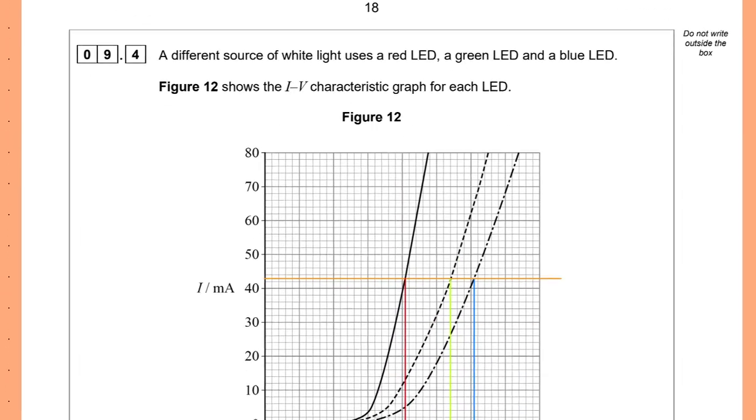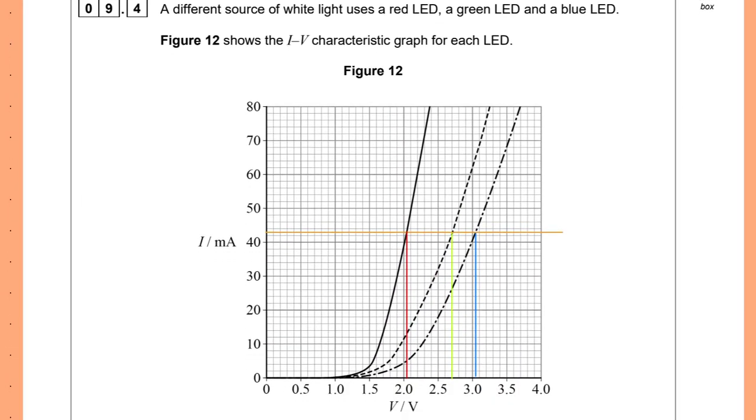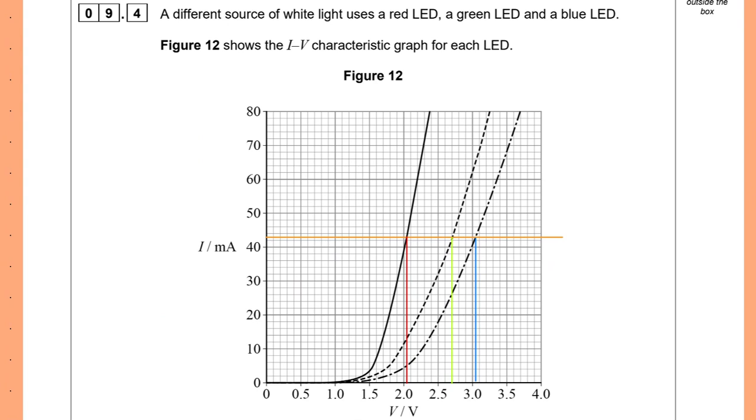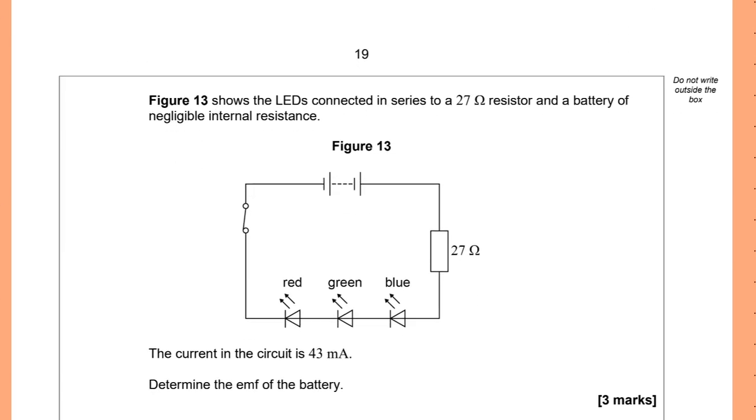Next, a different source of white light uses a red, green and blue LED, and the IV characteristic for each of these LEDs is shown. Figure 13 shows the LEDs connected in series to a 27 ohm resistor and a battery of negligible internal resistance. Current in the circuit is 43 milliamperes. Determine the EMF of the battery.